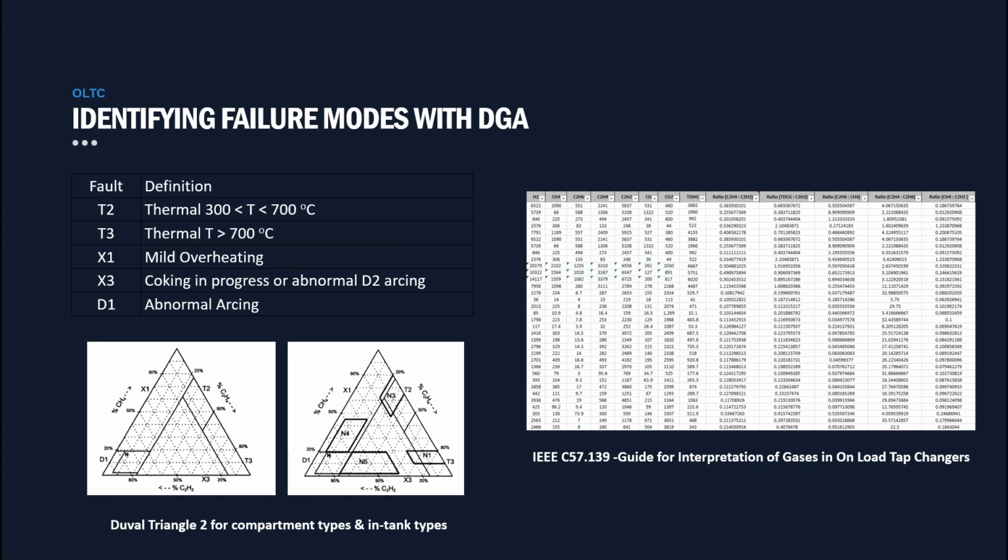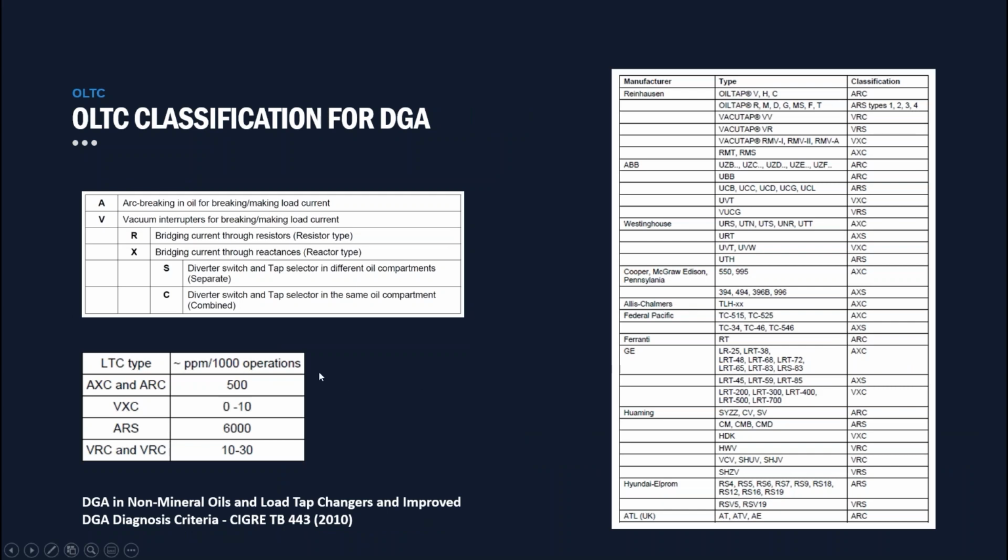So we have this different classification system, and what's really important is looking at the results, the actual parts per million levels of the total combustible dissolved gas. That's a combination of hydrogen, methane, ethane, ethylene, acetylene, and carbon monoxide. We have to look at the number of operations between the samples and then confirm that the levels are below these limits.